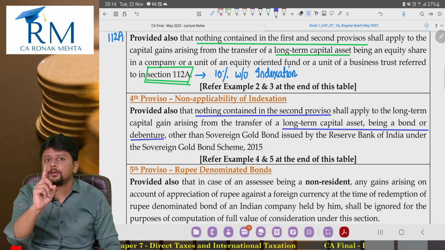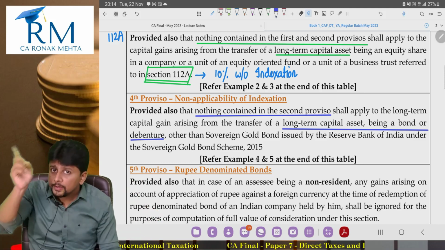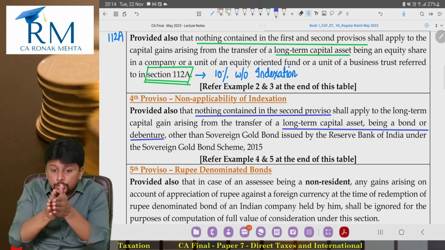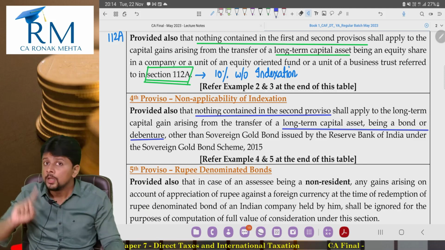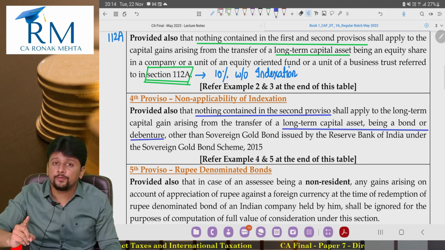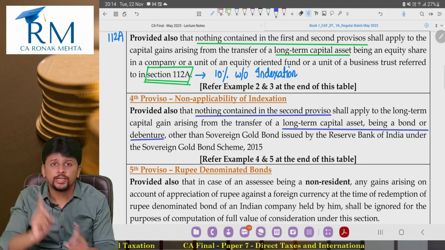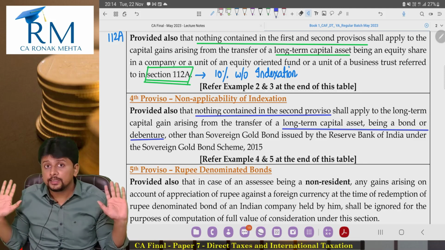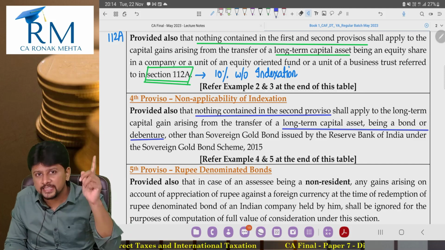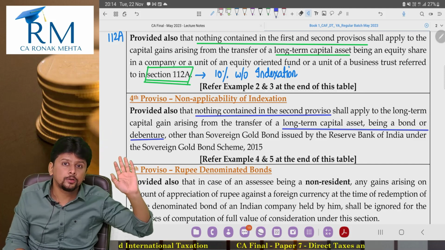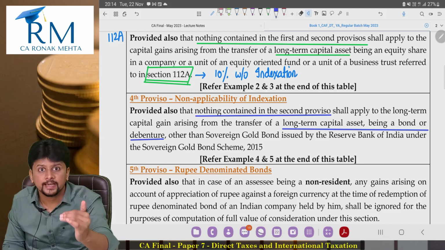Debenture holder, तुमको तो benefit मिलता है fixed income का. So if you have already got the benefit of fixed income during the holding period, you will not get the benefit of indexation at the time of transfer. No indexation. Shareholder, you did not get the benefit of fixed income during the holding period. So now when you will sell the shares, you will be entitled to the benefit of indexation. Indexation claim kar lo, reduce your taxable gain.